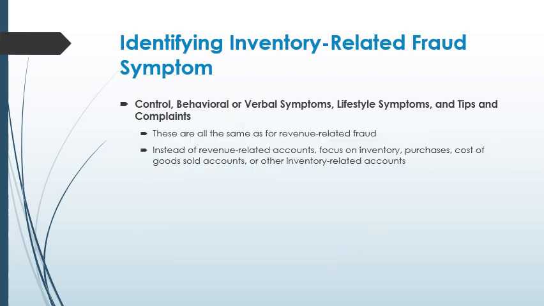As for control symptoms, behavioral or verbal symptoms, lifestyle symptoms, and tips and complaints, these are all literally the same as they were pertaining to revenue-related fraud, but instead of saying revenue-related accounts, they focus more on inventory, purchase accounts, and cost of goods sold accounts, or other inventory-related accounts. So for the sake of time, I'm not going to repeat the same ones that I already talked about earlier.